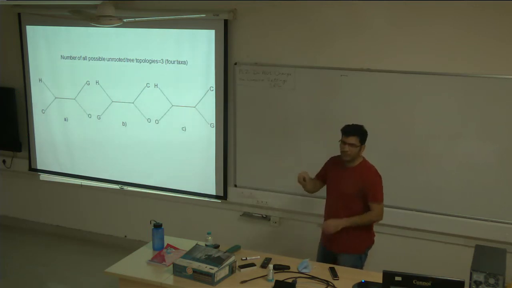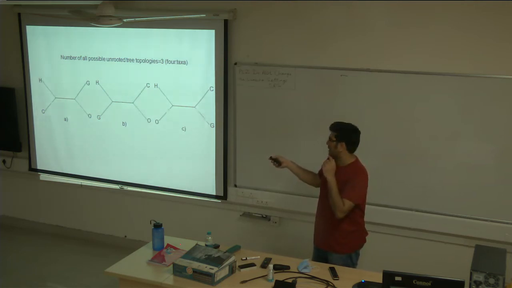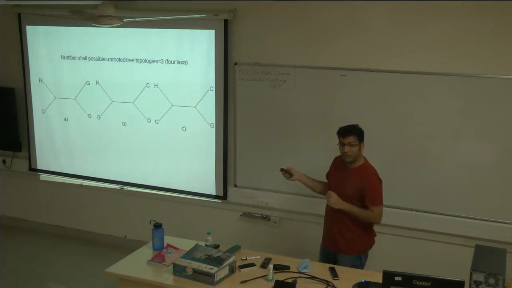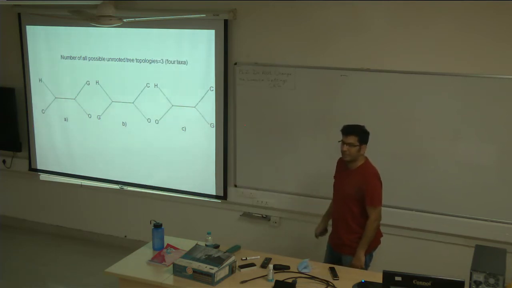I think rooted tree topologies will be a little more than 3. I think 5, I guess. I don't remember now. 5 or 6. No, 15. Oh yeah, 15. So it's a huge number. Each unrooted tree you can get 5 rooted trees. You can place the root on any of these branches and basically you get 15.